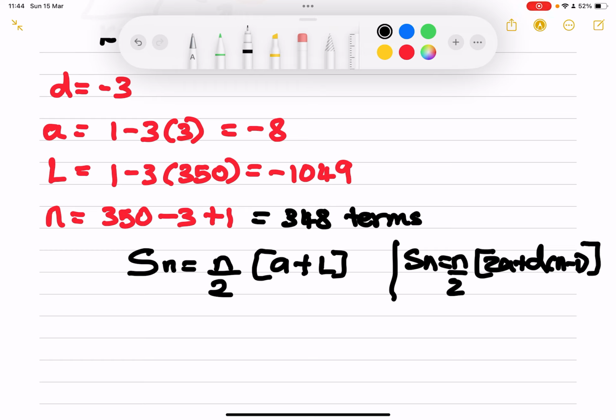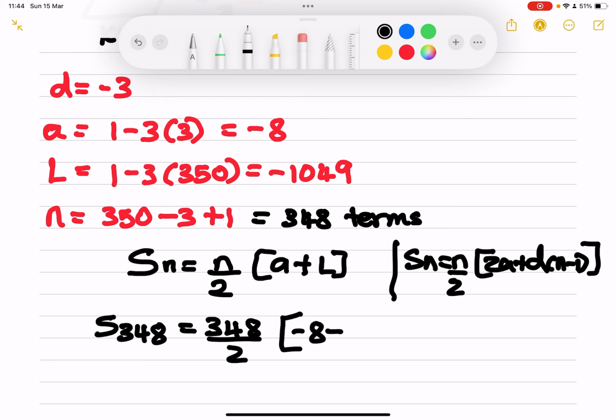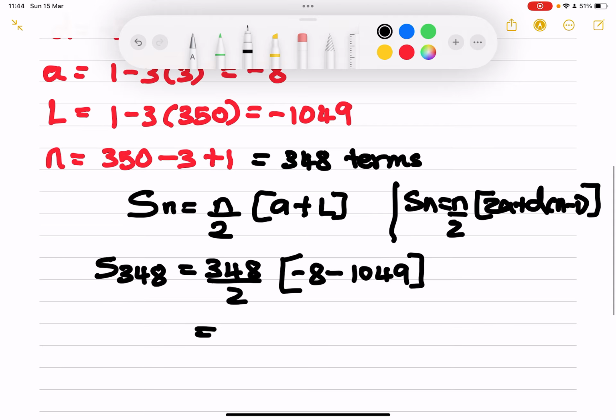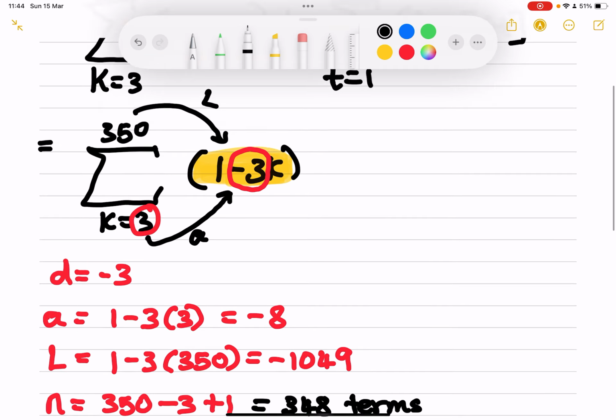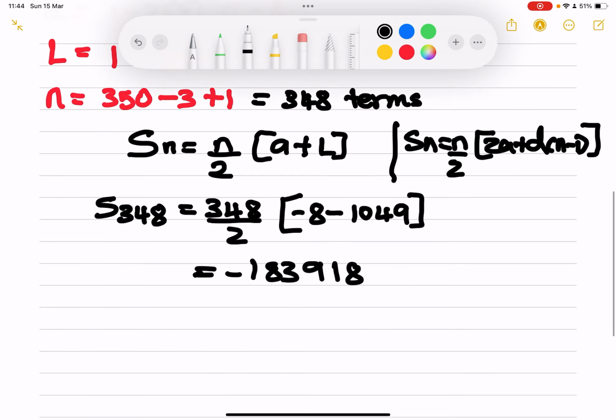But here I'm looking for S348, which is equal to 348 over 2 into a, which is negative 8, minus 1049. And the answer to that would be negative 183,918. And that is the answer for the first sigma. Now let's do the second sigma.